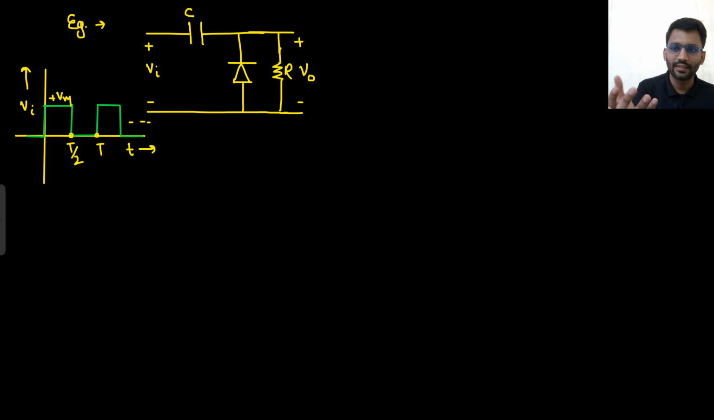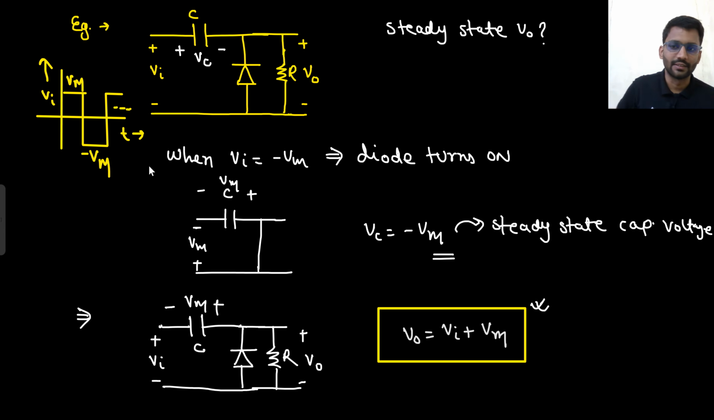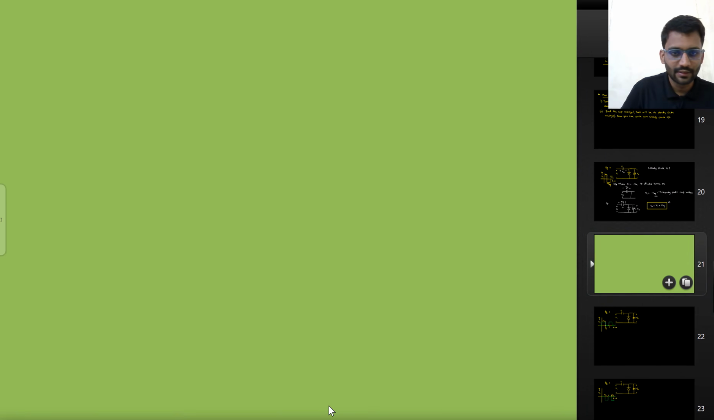Now let's do the analysis of this question. This was just the method to find the steady state output voltage. Now we will do the exact analysis.